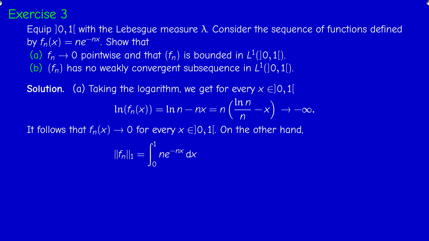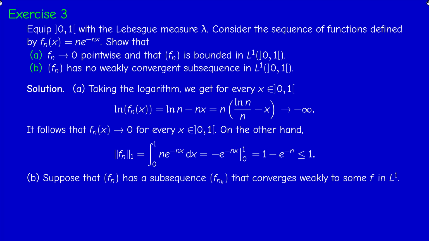To prove that fn is bounded, we just compute the L1 norm of fn, and this is just the integral from 0 to 1 of n e minus nx. This is just minus e minus nx between 0 and 1, so just 1 minus e minus n, and this is less than 1. And by the way, the norm 1 of fn converges to 1, so fn cannot converge strongly to 0. But we shall prove something stronger actually. It doesn't converge weakly to 0 either.